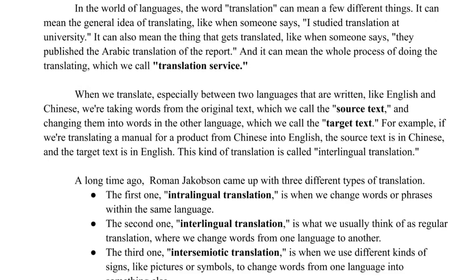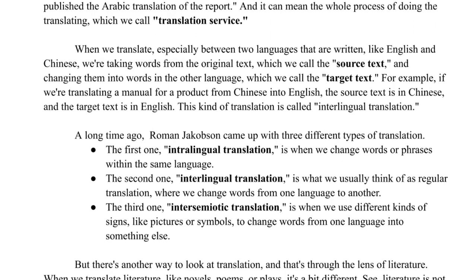When we translate, especially between two languages that are written, like English and Chinese, we are taking words from the original text, which we call the source text, and changing them into words in other languages, which we call the target text. For example, if you are translating a manual for a product from Chinese into English, the source text is in Chinese, and the target text is in English. This kind of translation is called interlingual translation.